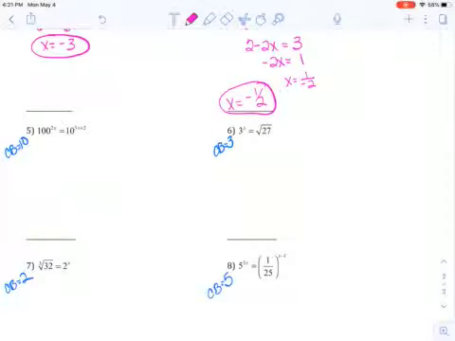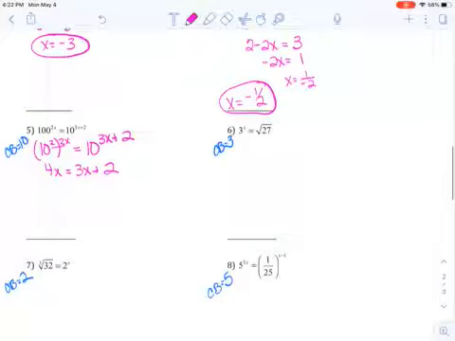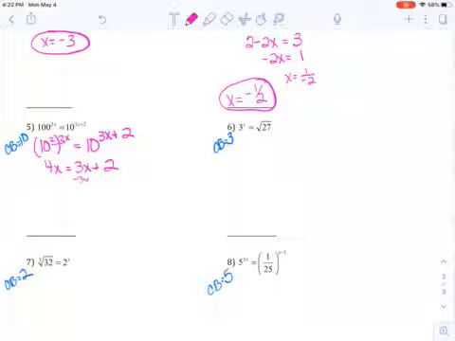Okay, number 5, your common base is 10. So again, that's a 10 squared to the 2x and a 10 to the 3x plus 2. So I'm going to have this power is 4x. This power is 3x plus 2. I'm going to solve for that. Take 3x from both sides. And x equals 2.